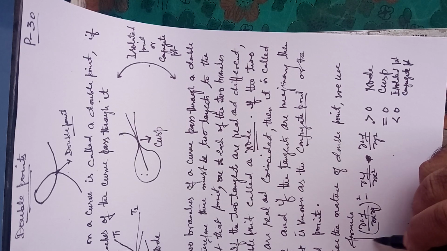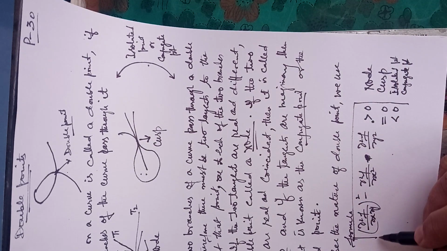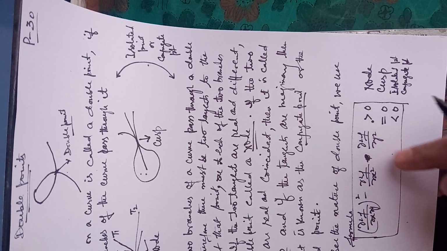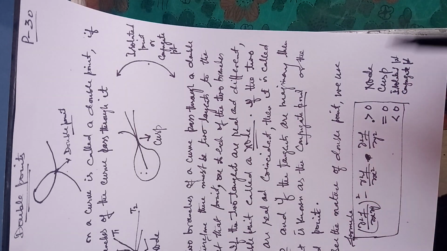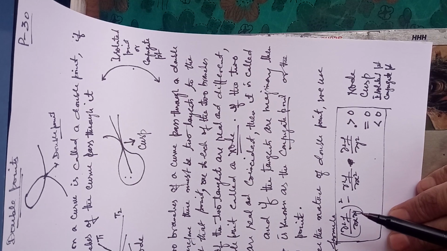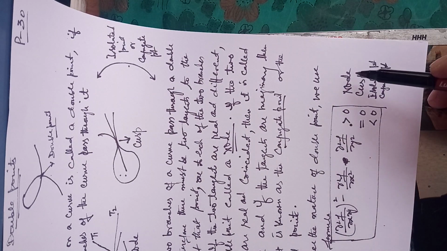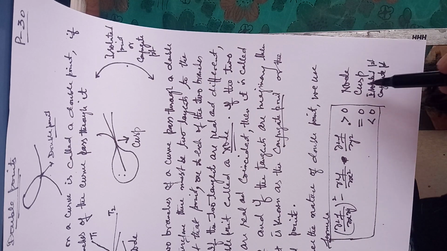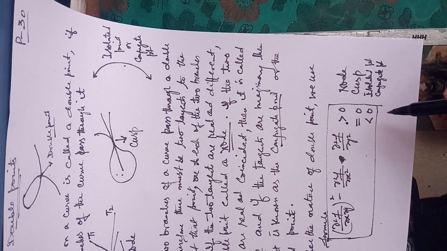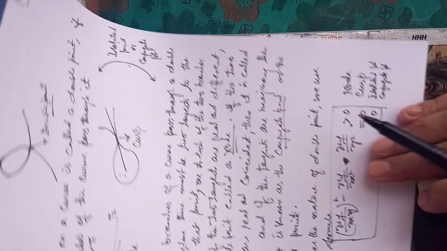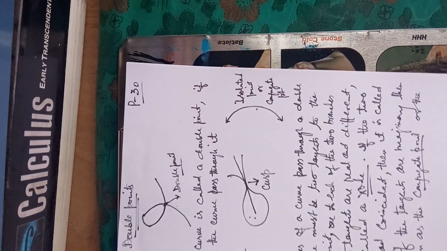This is actually like the discriminant, b square minus 4ac. Just like in a quadratic form, if this is positive, then you have real and different roots. If this is equal to 0, then it has two equal roots, and negative means imaginary roots. Page 30.